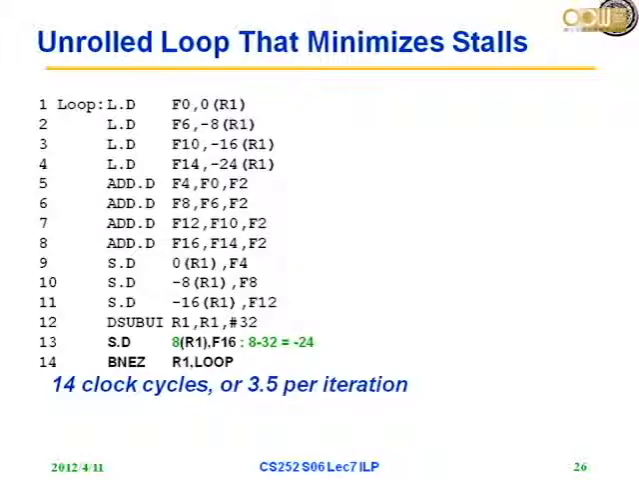The unrolled loop that minimizes stalls will be like this: 14 clock cycles, or 3.5 per iteration. So we have refined the code one more time. Okay, we have arranged the order of the machine instructions. Remember, I continue to emphasize these are supposed to be machine instructions, not just assembly instructions.